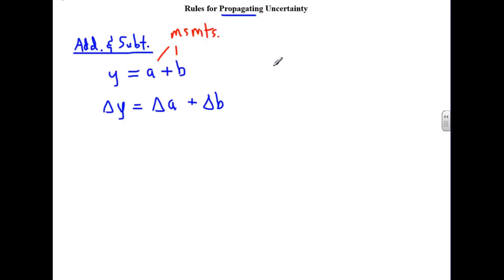And let's say that instead of adding the two, you do A minus B. Subtract one from the other. In this case, the absolute uncertainty in y is equal to the absolute uncertainty in A plus, not minus, but plus the absolute uncertainty in B. So no matter if you add or subtract the two measurements, you still add their absolute uncertainties.